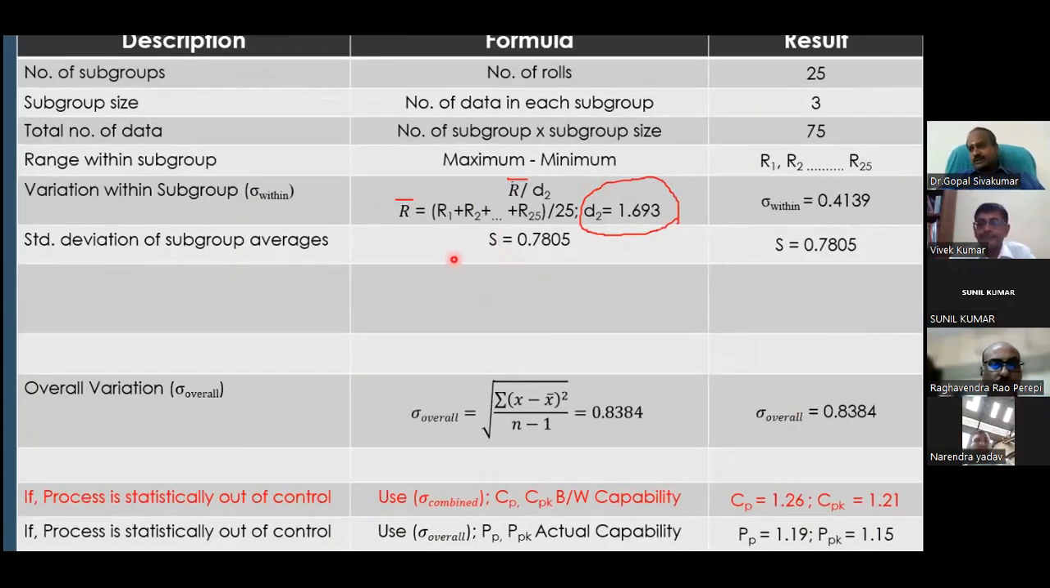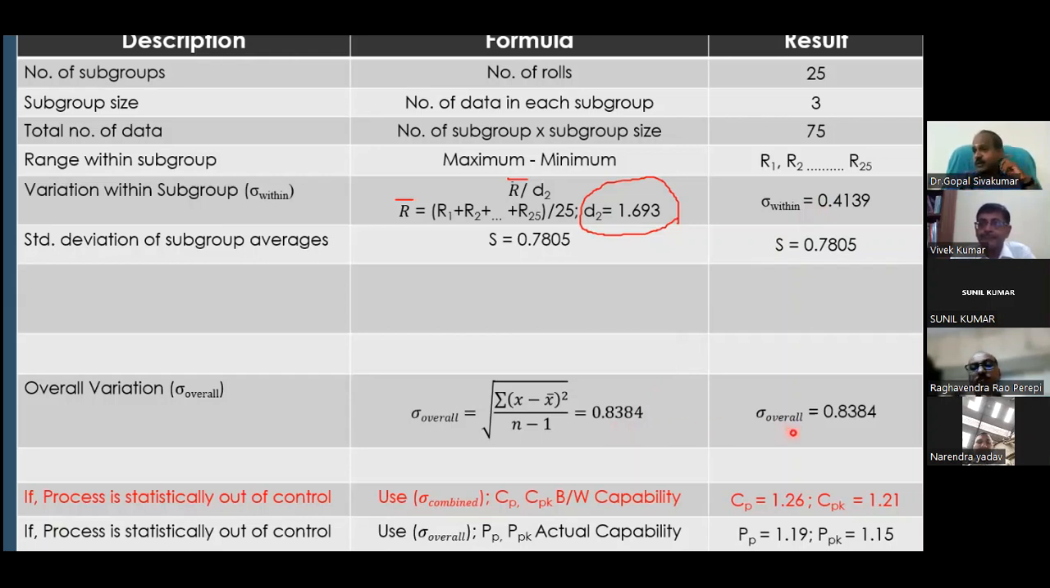Right. Now this column is also not required. Now come here, overall variation. Overall variation means how many data points do you have right now? 75. Use all the 75 data and calculate the standard deviation. X bar means the average of the 75. N is 75. Now you get sigma to be 0.8384. If this overall standard deviation is far away from the within standard deviation, please understand there are a lot of problems happening. There is a lot of problems happening, right?